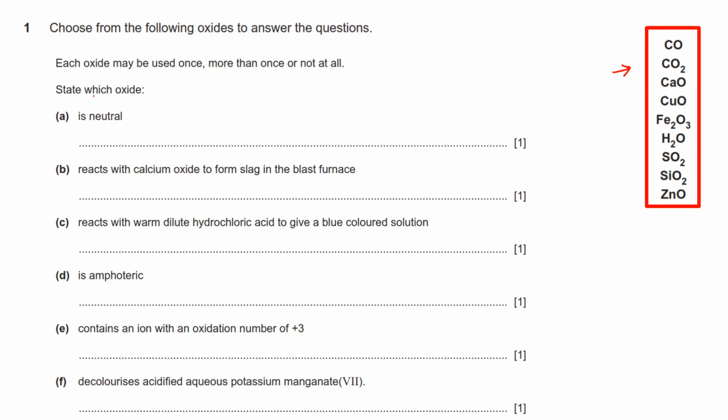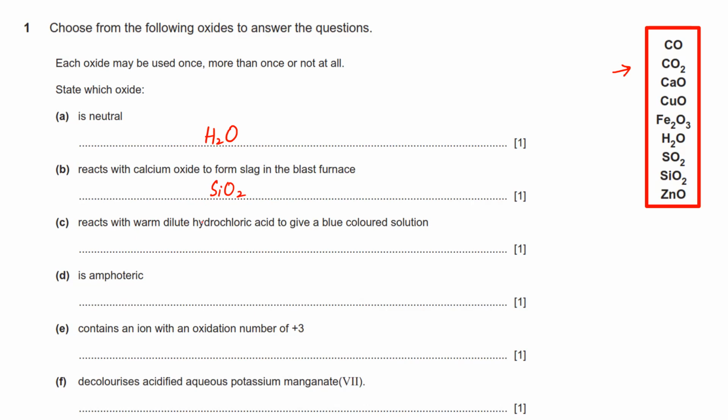State which oxide is neutral. Remember, water is a neutral oxide, H2O. Then, which oxide reacts with calcium oxide to form slag in the blast furnace? Remember, silicon oxide is the one that reacts with calcium oxide to form slag that stays on the surface and is removed during the process. So the oxide is silicon dioxide.